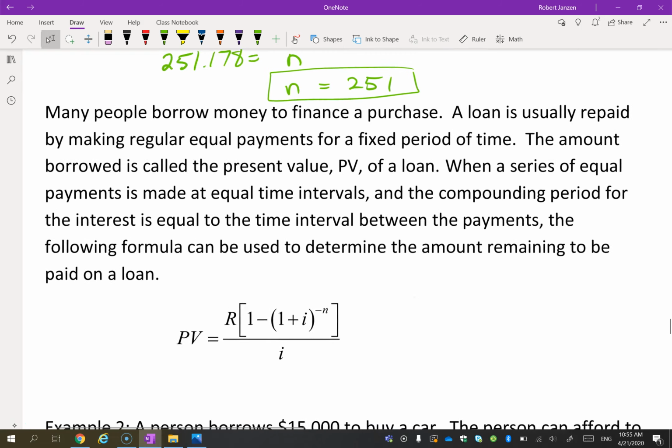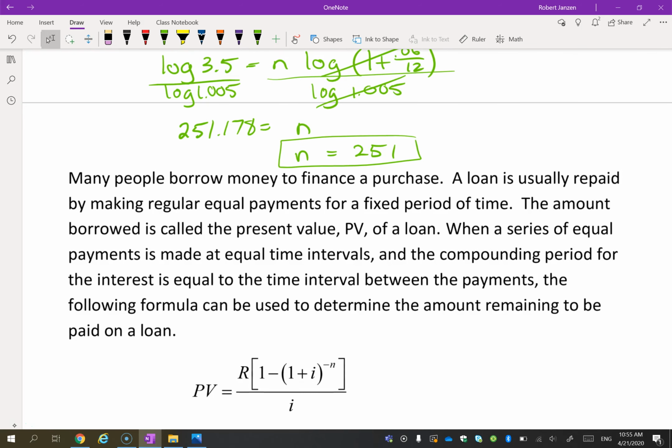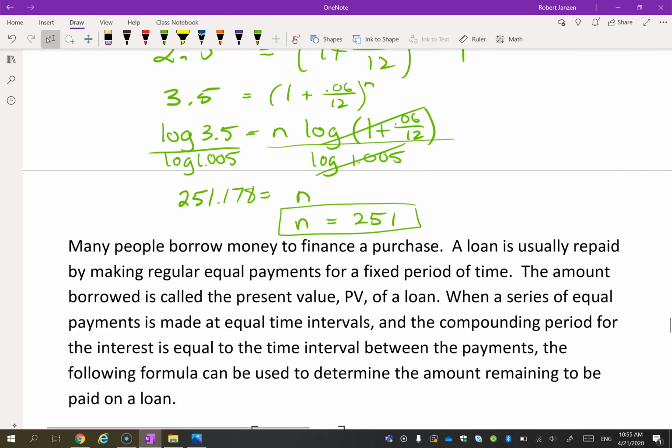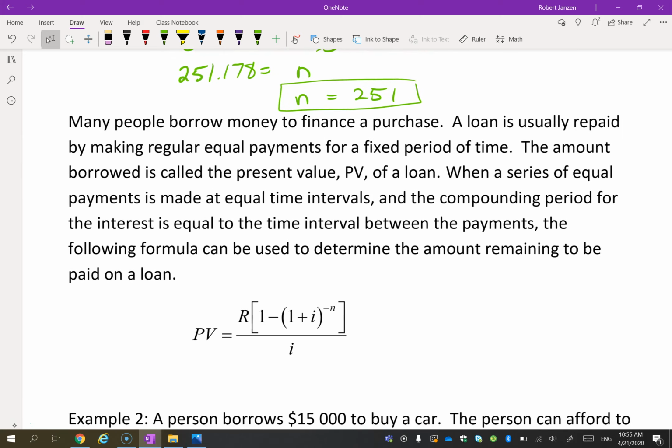Now, sadly, right now, our interest rates are super low, especially with all this stimulus spending by the government. We're going to have very, very low interest rates for quite a while. So it will be harder to save money.